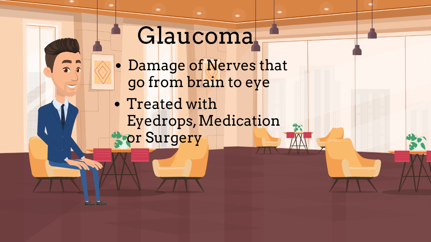Our fourth visual impairment that we'll be talking about is glaucoma. Glaucoma has to do with damage of the nerves that go from the brain to the eye. This leads to an inability from the brain to send signals back to the eye and kind of looks like you're looking through a tunnel. Later on in the presentation, we'll look at an example of what glaucoma looks like. This can be treated with eye drops, medication, and sometimes surgery.